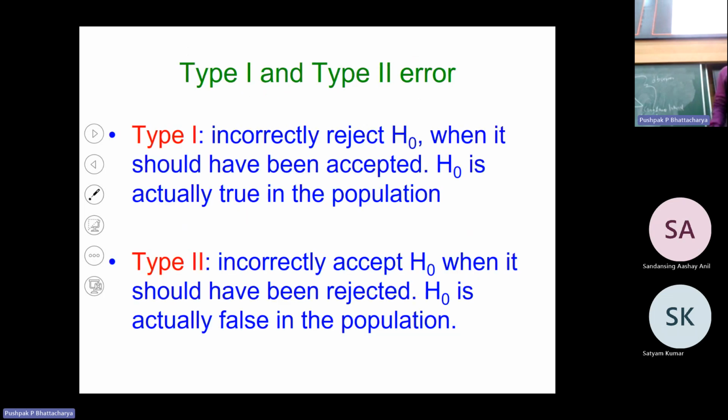Now there is this type 1 and type 2 error. Type 1 error is incorrectly rejecting H0, the null hypothesis, when it should have been accepted, and H0 is actually true in the population. Type 2 error is incorrectly accepting H0 when it should have been rejected, and H0 is actually false in the population.